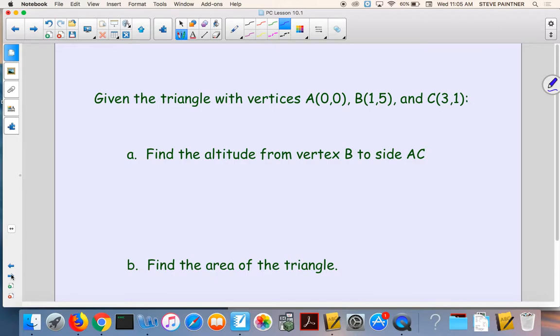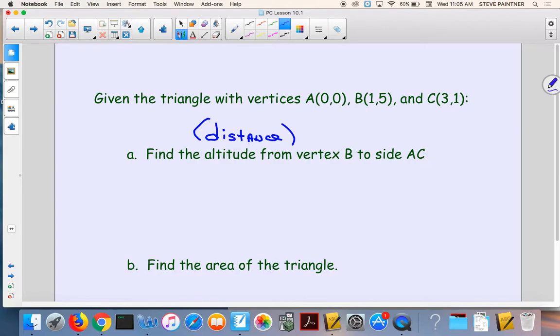Okay, given the triangle with vertices (0, 0), (1, 5), (3, 1), find the altitude from vertex B to side AC. Find the altitude. Now, when they say find the altitude, they're asking you to find the distance of the altitude. Okay.